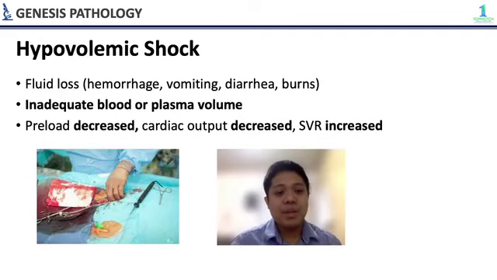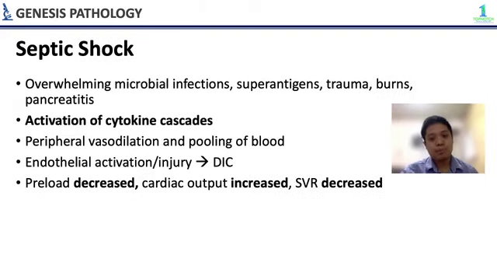Next, you have your hypovolemic shock. We usually see it in states of fluid loss, such as hemorrhage, vomiting, diarrhea, and burns. The mechanism is inadequate blood or plasma volume, so the organs cannot get enough perfusion. Preload is decreased, cardiac output is decreased, and SVR is increased as a compensatory mechanism.